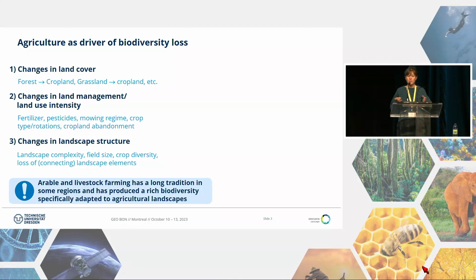And finally, changes in landscape structure. It's not only fields, but they are embedded in a landscape, and we see huge changes here in field sizes, in crop diversity, and in a loss of connecting landscape elements. As an important note, there are regions in the world, and Europe is a prime example of that, where we have a long tradition of farming. And actually only this farming activity has led to partly the rich biodiversity we're finding there. So I think it's important to keep in mind that what we are now trying to conserve is actually the result of human activities.